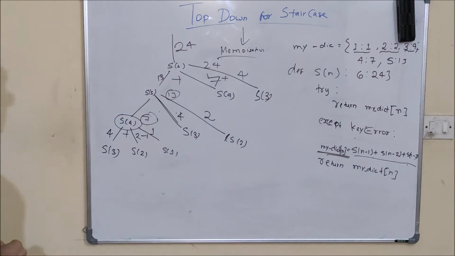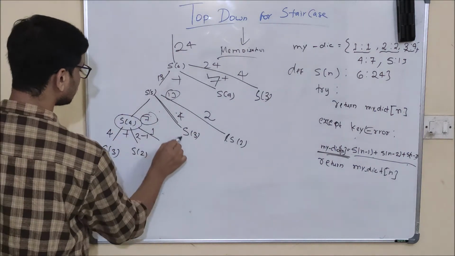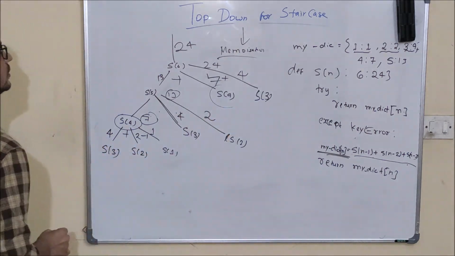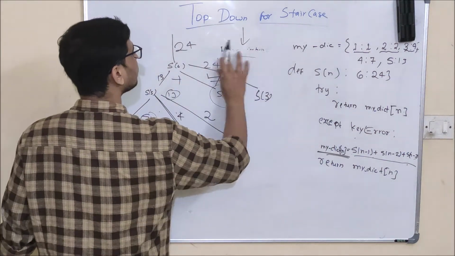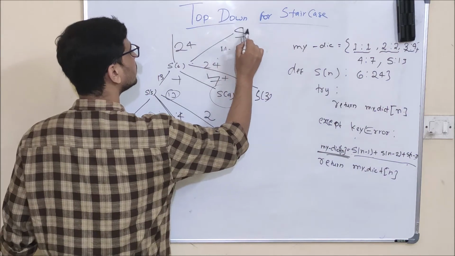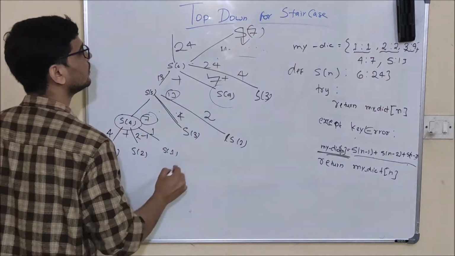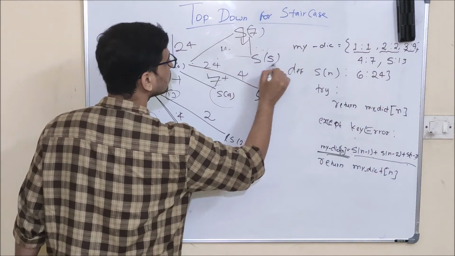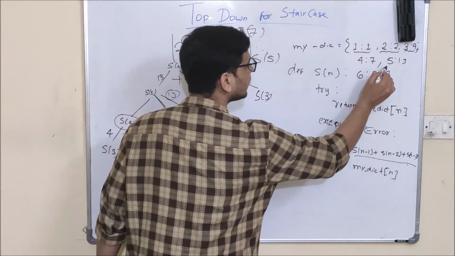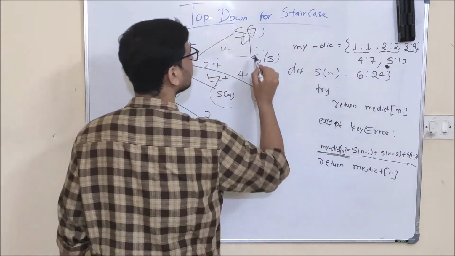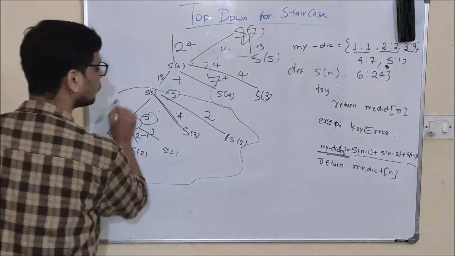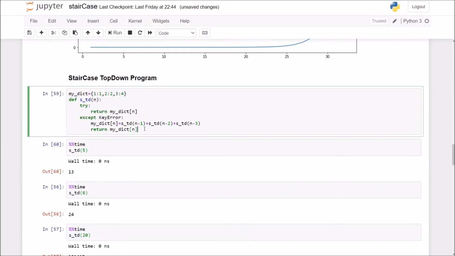So if you can see here, the S of 4 tree has grown here, but here it has not grown. Similarly, if instead of S of 6 I had called S of 5, then S of 6, S of 7 would have called S of 5, and we would have directly taken this value from here and returned 13, and this whole tree would not have grown once more. So friends, this is our top-down program for the staircase problem.